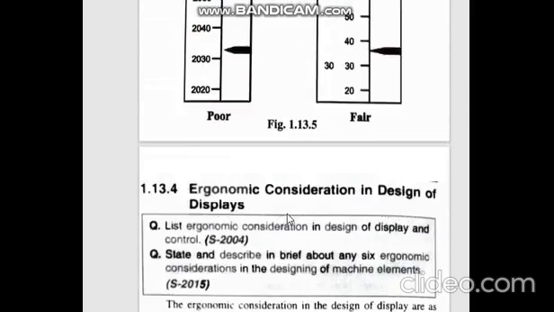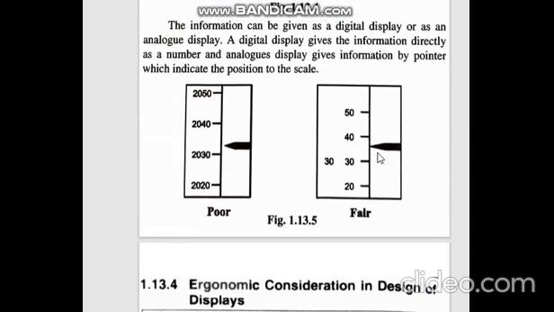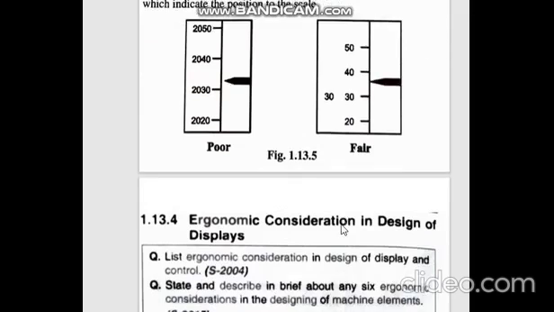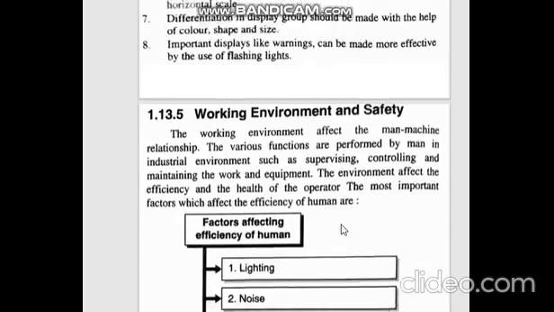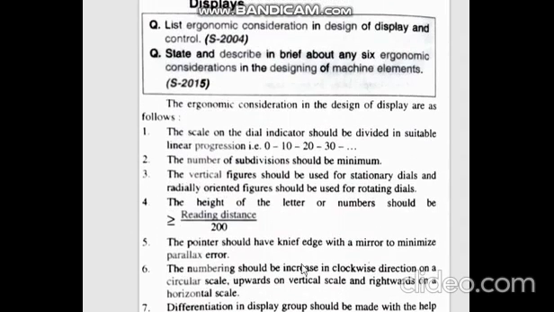as we have seen, these are the knife edges. So this knife edge is more pointed. Okay, so it should have knife edge. And then next, the numbering should increase in clockwise direction on a circular scale upwards, circular scale, and upwards on vertical scale.